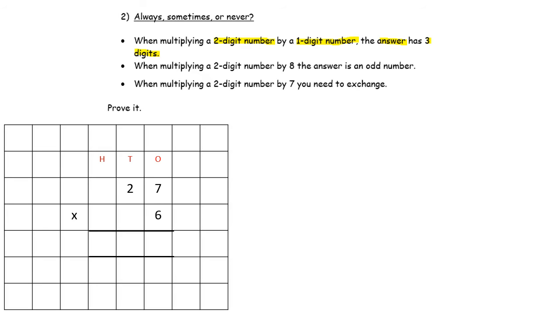So the first one we could do, for example, is 27 times 6. So 7 times 6 in the ones column is 42, and then we've got 2 times 6 is 12, add our exchange, so 12 add 4 is 16. So that answer did give us 3 digits, okay? That means the statement is sometimes true, but the question is, is it always true?